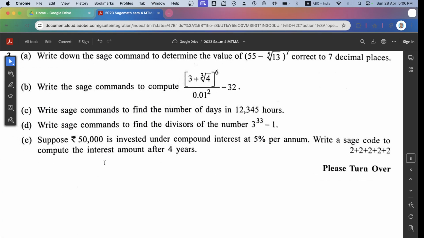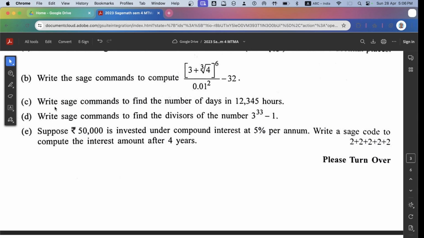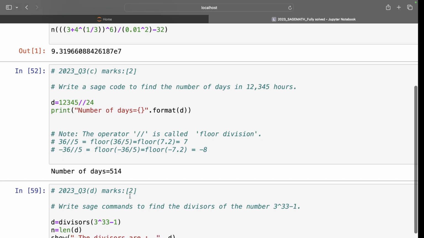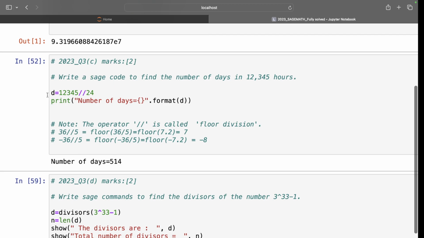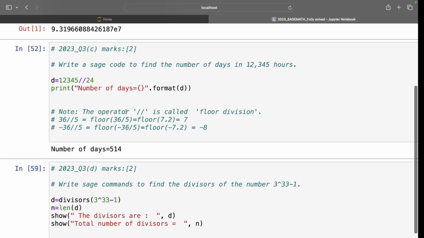Question 3C. Write Sage commands to find the number of days in 12,345 hours. So actually the command is this: d equal to 12345 double slash 24, then print the number of days, dot format d. Here the operator double slash is called floor division.